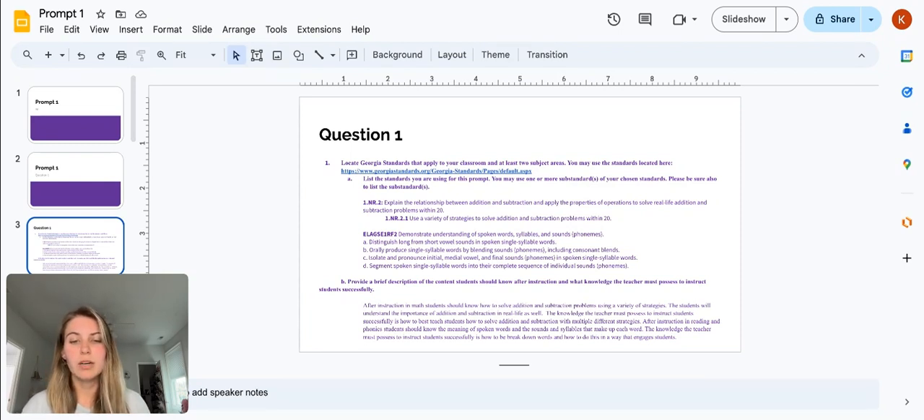After instruction in reading phonics, students should know the meaning of spoken words and the sounds and syllables that make up each word. The knowledge the teacher must possess to instruct students successfully is how to break down words and how to do this in a way that engages students.